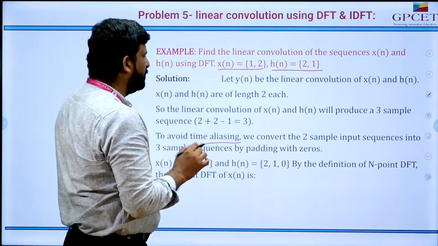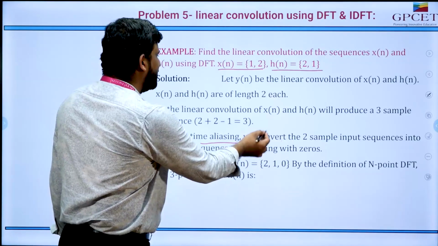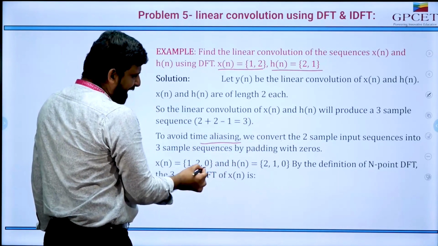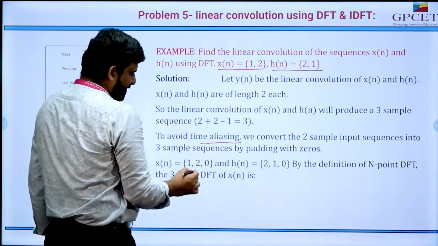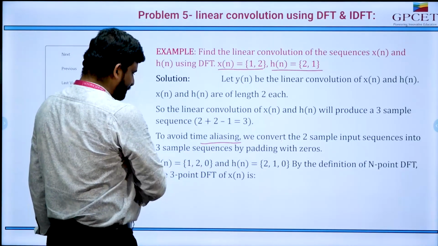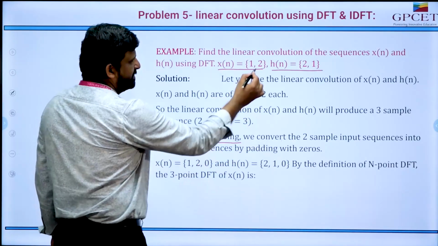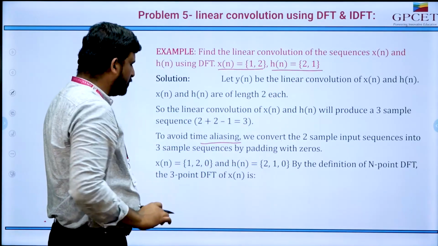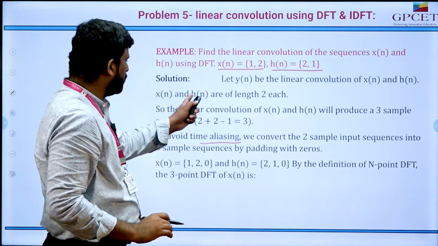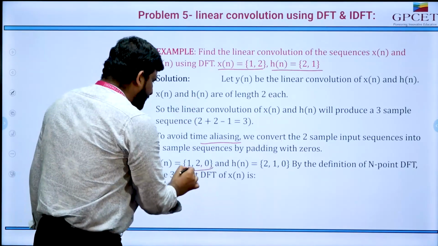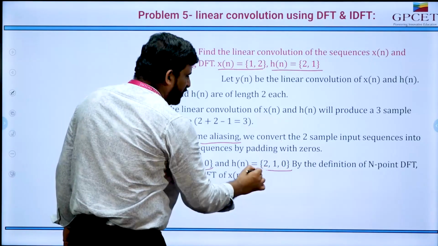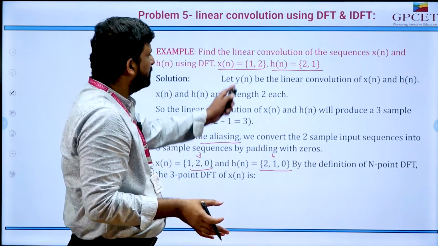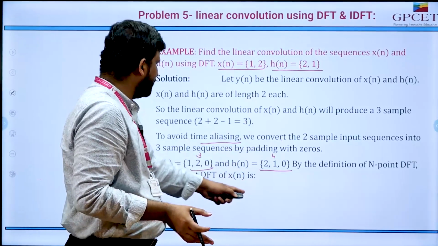So for that, what I am going to do is convert these 2 samples into a 3 sample sequence. I am adding a 0 to each sequence. See here, 1, 2, 0 and 2, 1, 0. A 0 is added here and a 0 is added here, so that the length of the 2 sequences has been converted from 2 to 3. Why have I done this? To avoid the aliasing effect, the 2 sequences have been converted into 3-sample sequences.